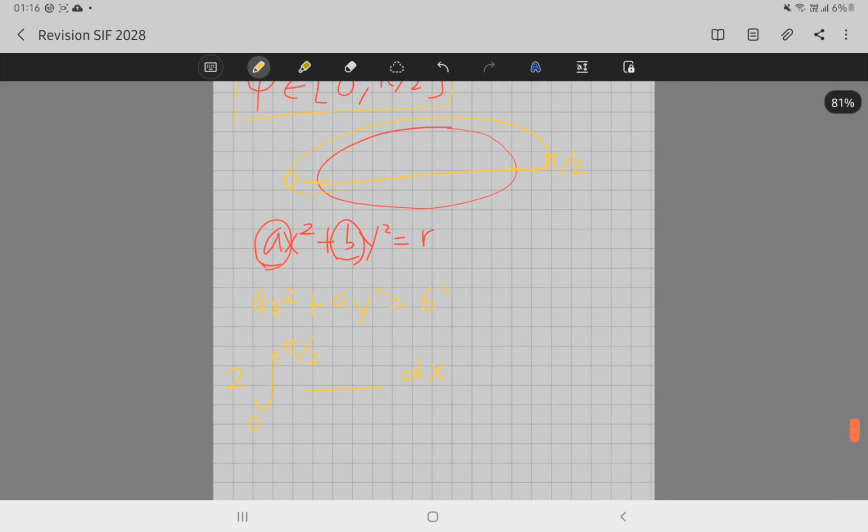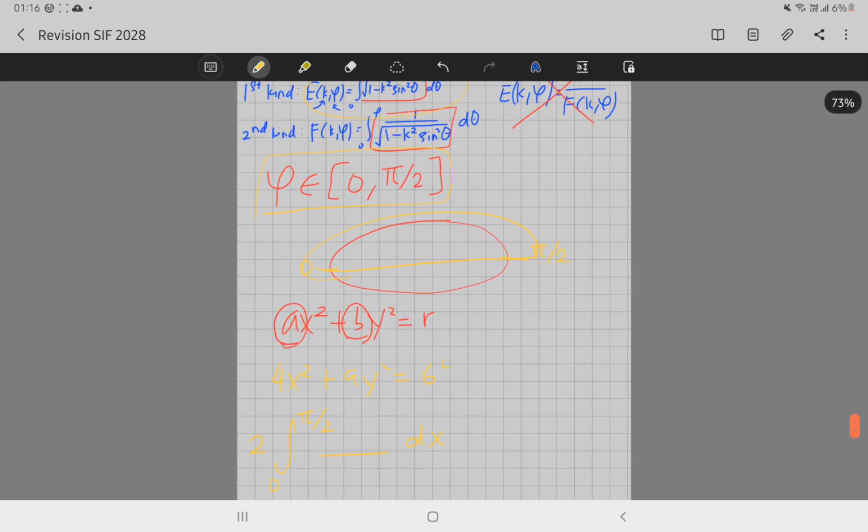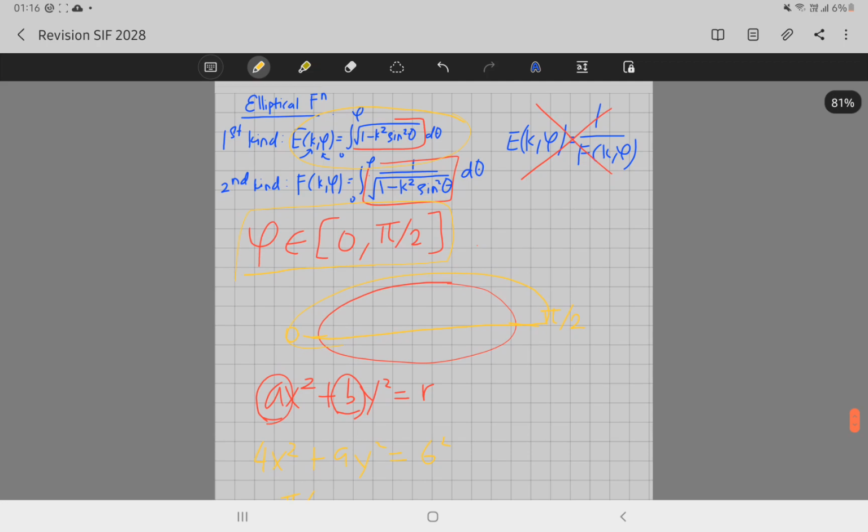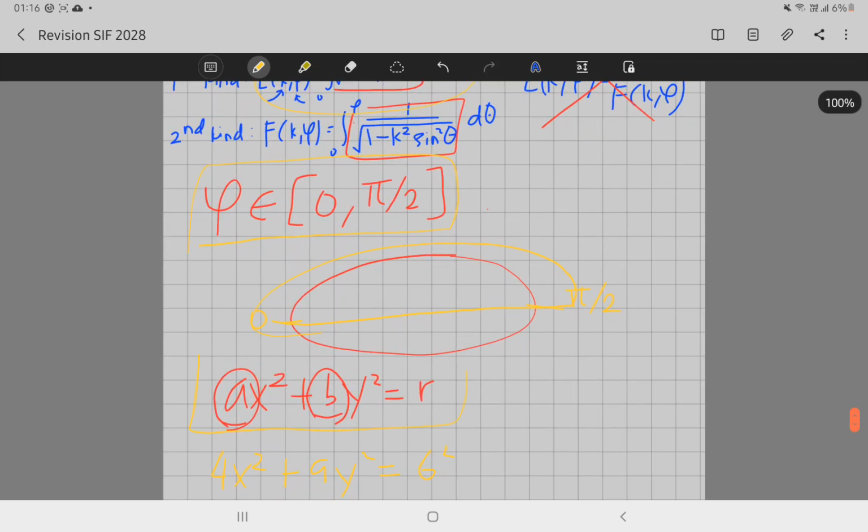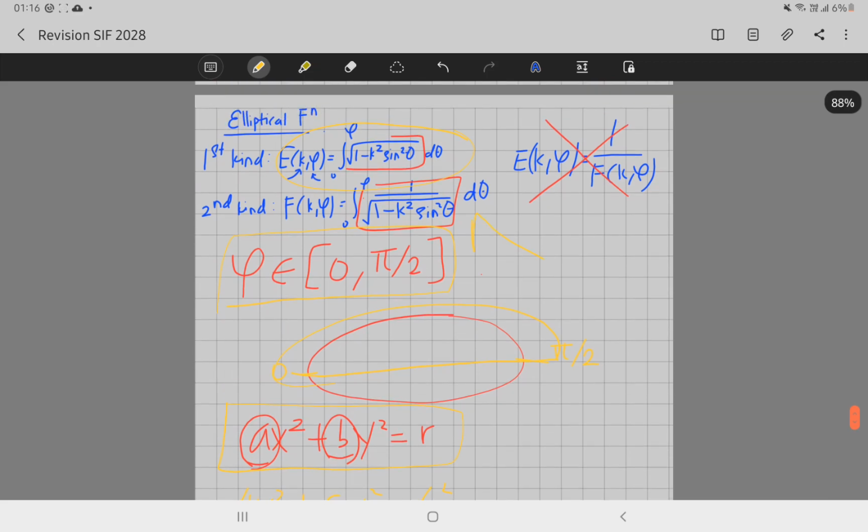Okay, I think that's all for tonight because I'm already sleepy. Maybe later on or tomorrow I am going to work this out clearly on how to use this elliptical function to find the perimeter of the ellipse. Okay, so that's all, and until next time, thank you.